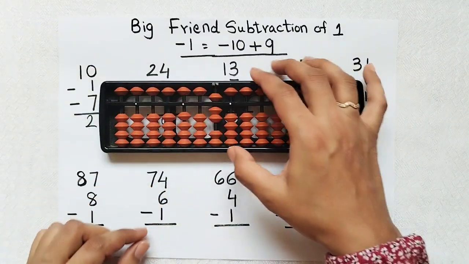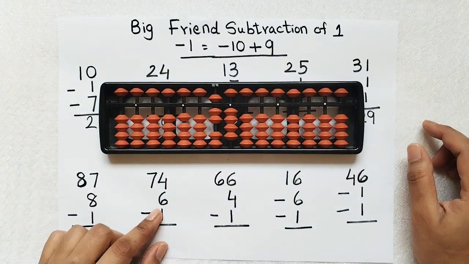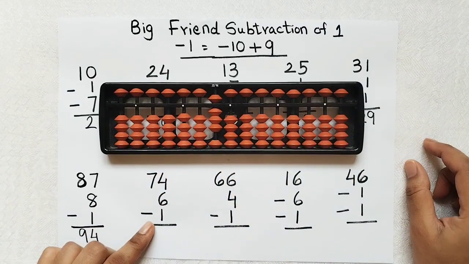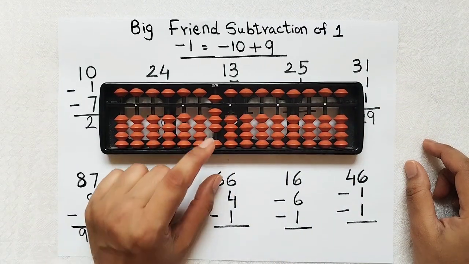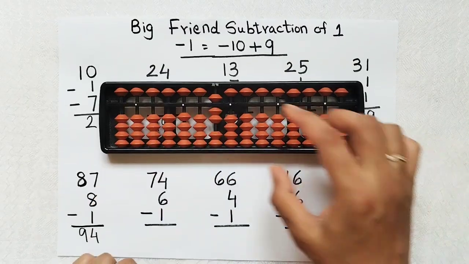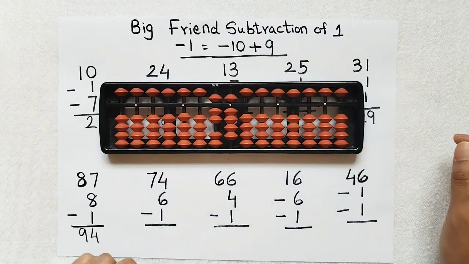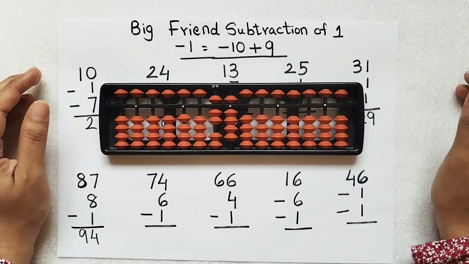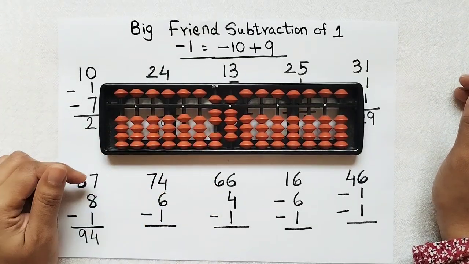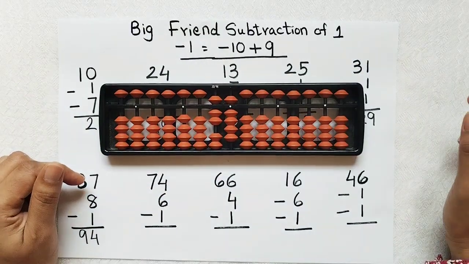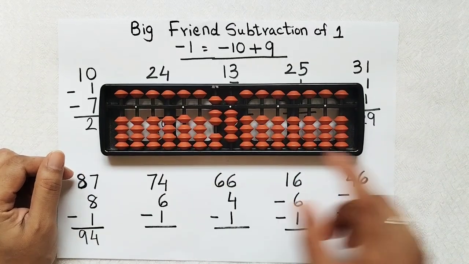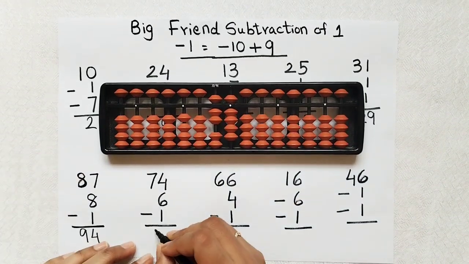74. 74 plus 6 is plus 10 less 4. Now less 1. Less 1 is first we have to do less 10 and then I have to do plus 9. This is a very common mistake students usually make. They forget to less 10 and they only add the friend and that's why they get it wrong. Okay, so answer is 79.